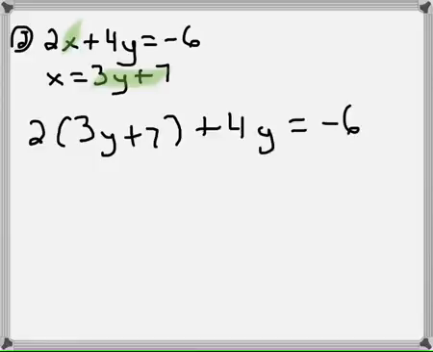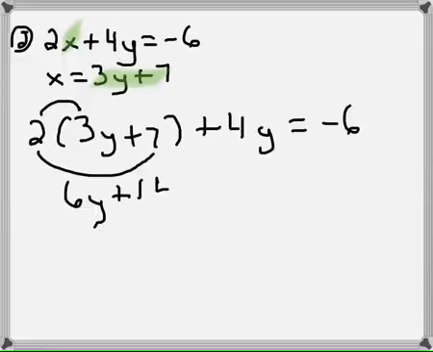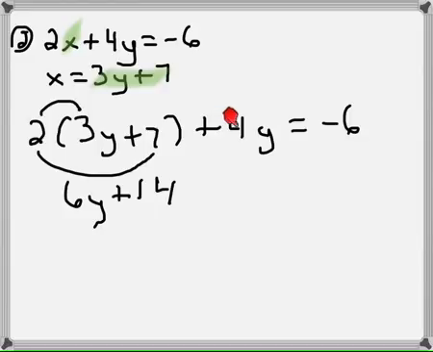I need to start by distributing, so I'm going to multiply 2 times 3y and 2 times 7. I'll do this first. What's 2 times 3? 6, and since it has a y next to it, it's 6y. What's 2 times 7? 14. I'm finished distributing, so this is all gone now. It's down here, 6y plus 14. And now I'm just recopying all of this: plus 4y equals negative 6.